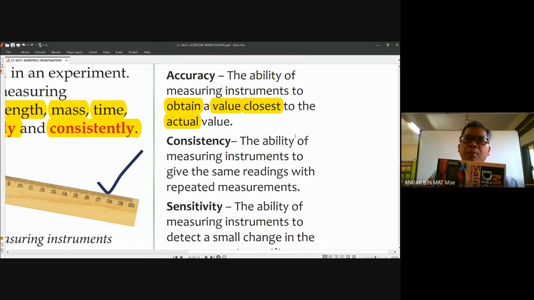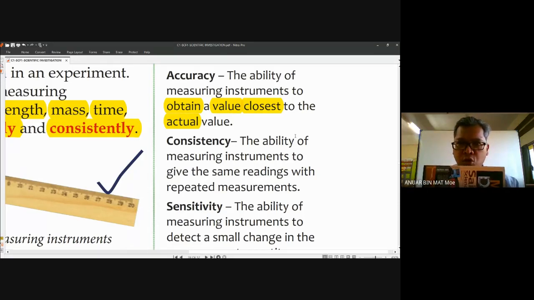Maybe you have a ruler made from plastic, or maybe you have a ruler made from wood. And then there are many types of ruler, and many students measuring. Accuracy here means that if all of you try to measure the same object, the value must be closest to the actual value.